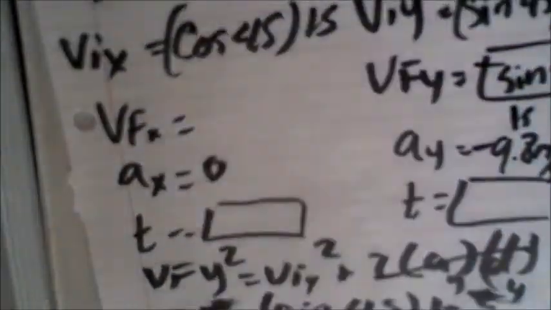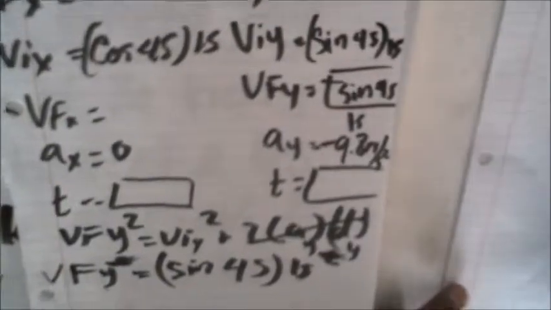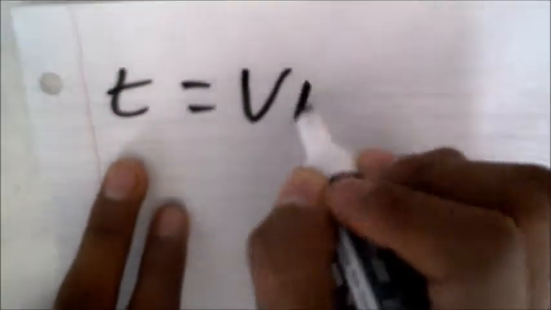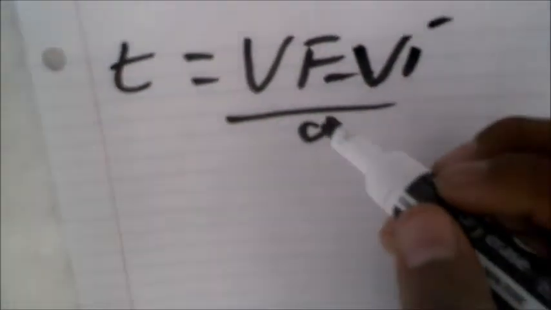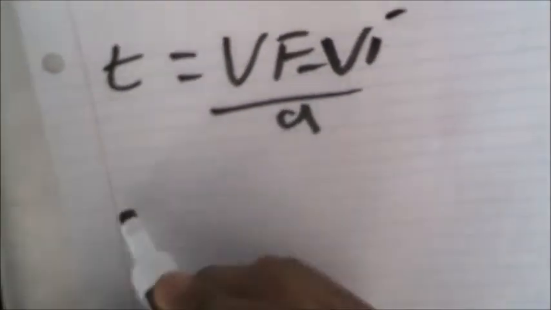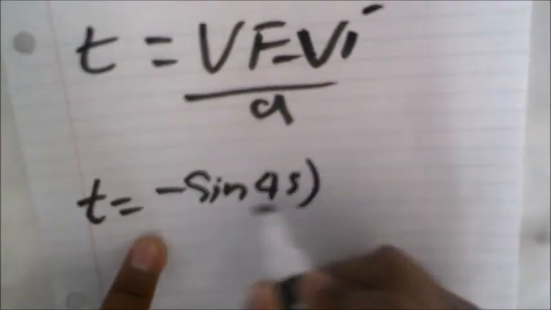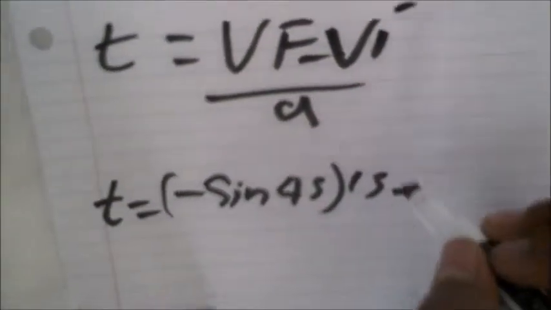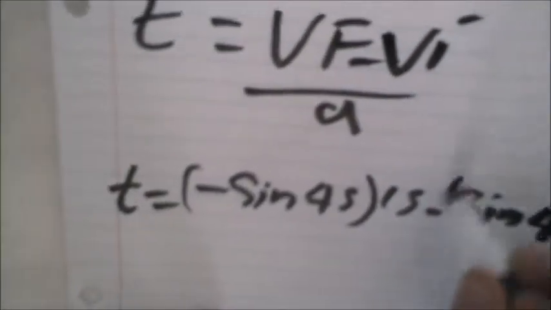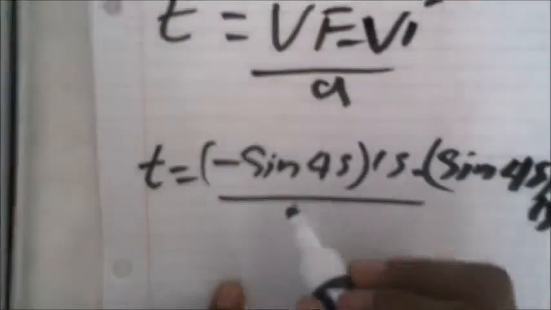We're going to use a different equation to find t. So to find time, we're going to use this equation: t equals v final minus v initial, divided by a, which is acceleration. So we know v final is negative sine of 45 times 15, minus v initial, which is sine of 45 times 15, divided by negative 9.8, because that's our acceleration, in meters per second squared.